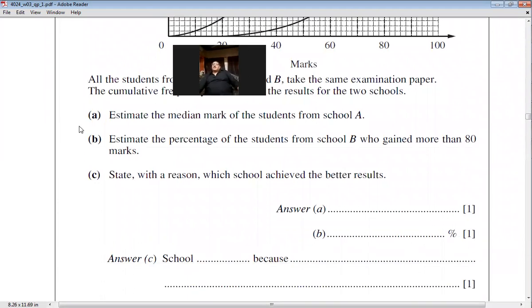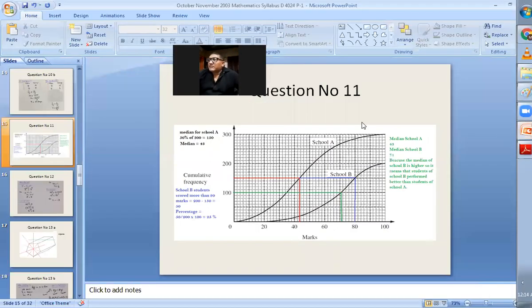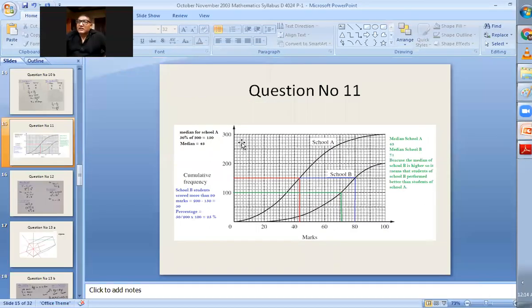Estimate the percentage of the students from the school B who gained more than 80% marks. And then the question is, state with the reason which school achieved the better results. Okay, so let me show you. I've done this on a paper. Let me show you that.